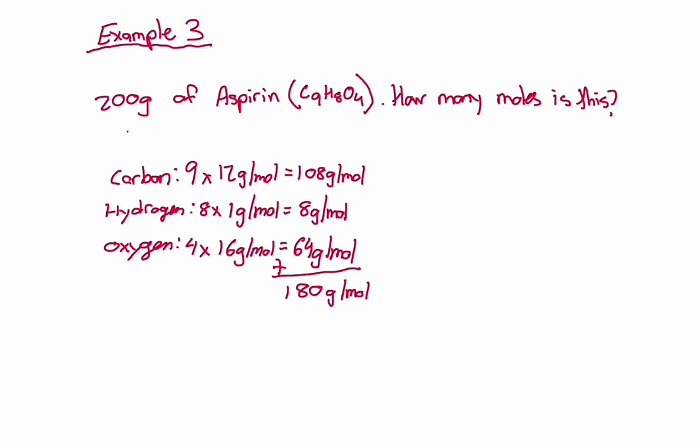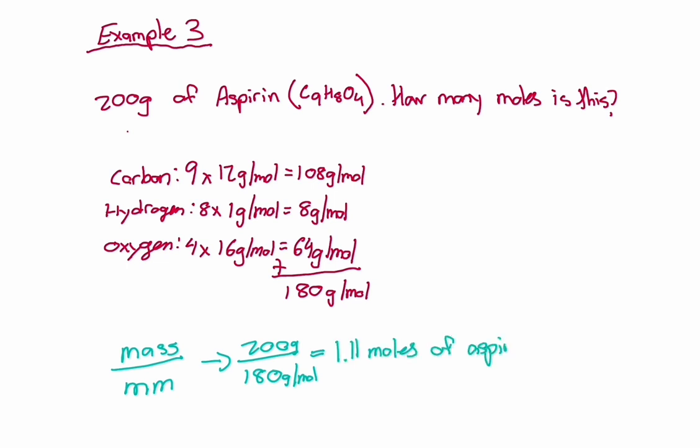Now looking at our equation, again, we have to do mass divided by molar mass. We have a mass of 200 grams, and we want to divide by the molar mass, which we found to be 180 grams per mole. Doing this division gives us a total of 1.11 moles of aspirin.